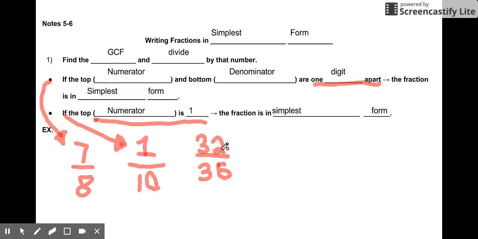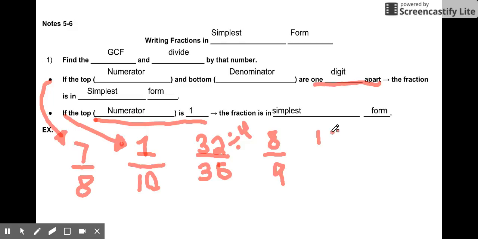However, you should be able to look at these and know that the biggest number that will go into both of them is 4. So if you divide both by 4, 32 divided by 4 is 8. And then 36 divided by 4 is 9. And now this is in simplest form, and it's also 1 digit apart, which is a good way to know that it's in simplest form.